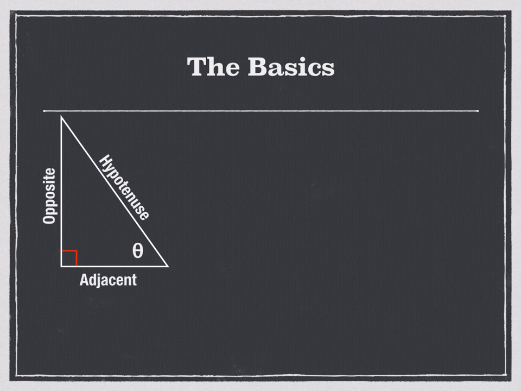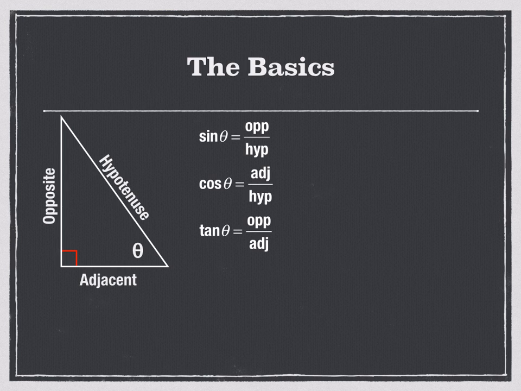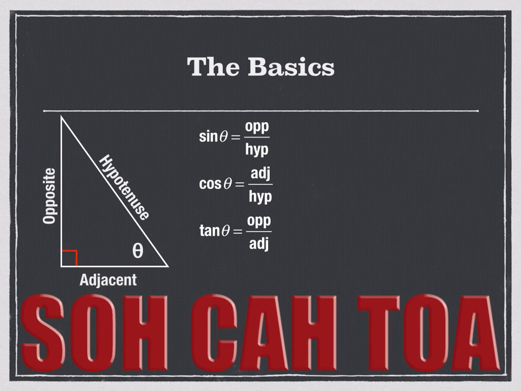So we have the definitions of sine, cosine, and tangent, and those are the traditional three-letter abbreviations. Sine is the opposite over the hypotenuse, cosine is the adjacent over the hypotenuse, and tangent is opposite over adjacent. And of course, the tool that you probably learned to remember this was SOHCAHTOA.